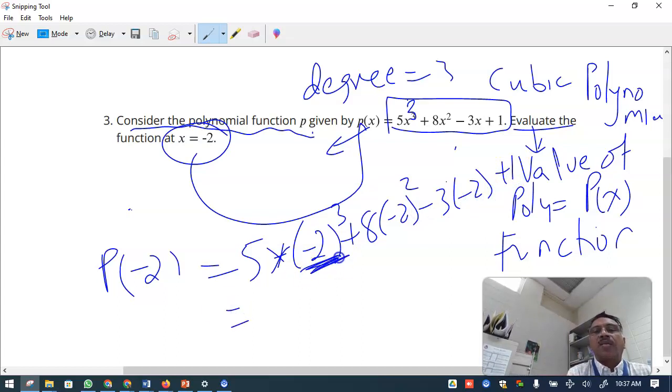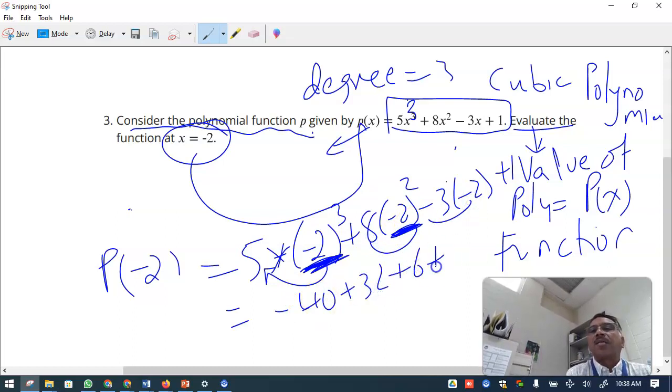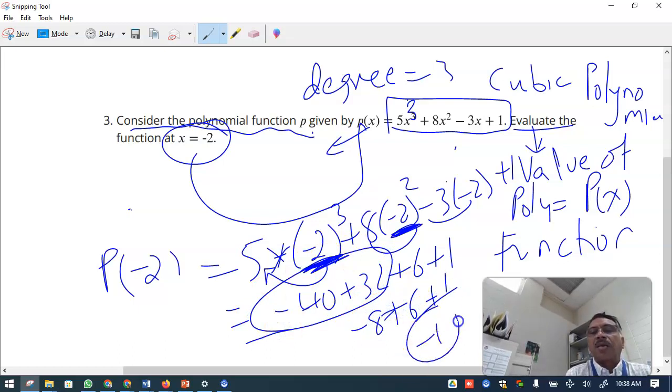So minus 2 cubed is minus 8, and times 5 will be minus 40. Minus 2 squared will be 4, and 4 times 8 is 32. And this will be plus 6, and plus 1. So together minus 40 plus 32 is minus 8, plus 6 plus 1, and you can clearly see you get minus 1 as the answer.